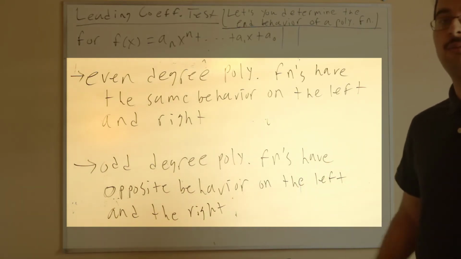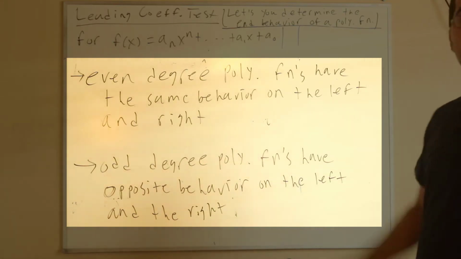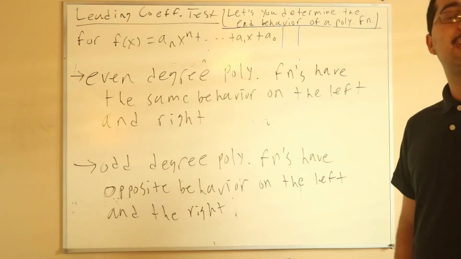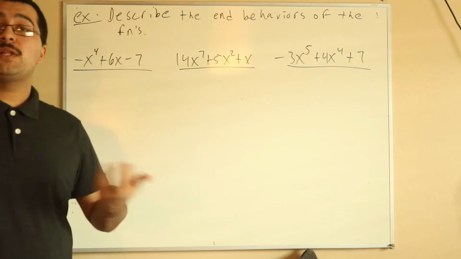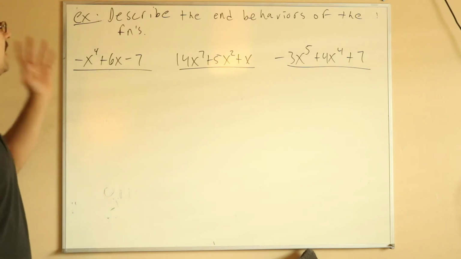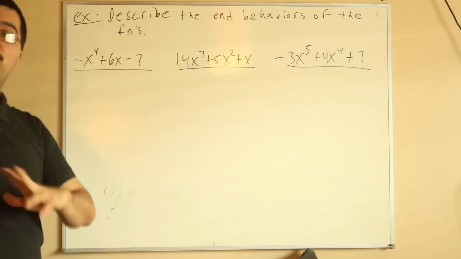we can make about polynomial functions. So that's the leading coefficient test. Let's go ahead and try doing a quick example using it. Okay, so let's consider the following example. Let us describe the end behaviors of these three functions.